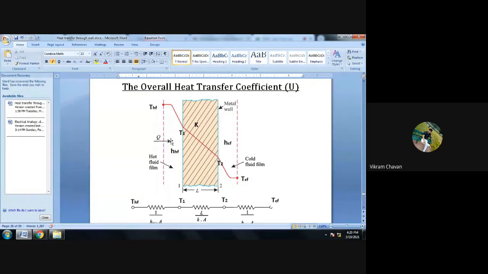Now the temperature of this particular hot fluid we have to consider as T suffix hf, the temperature of the hot fluid.